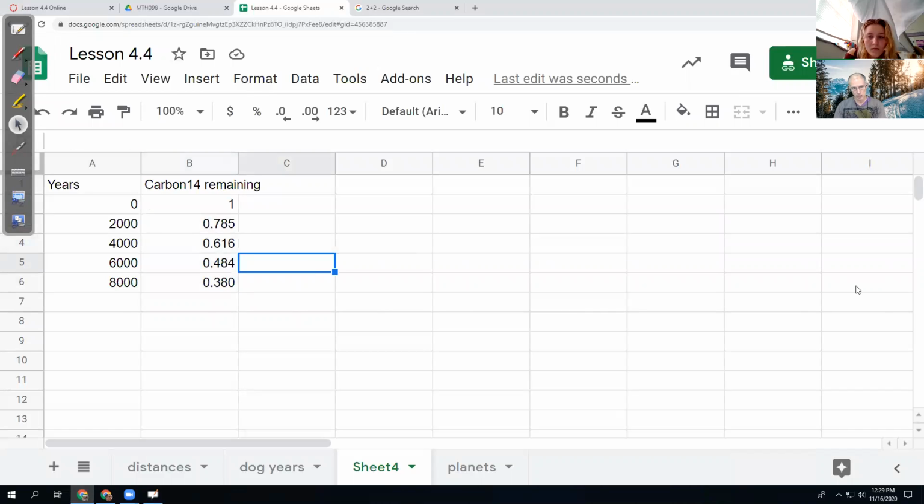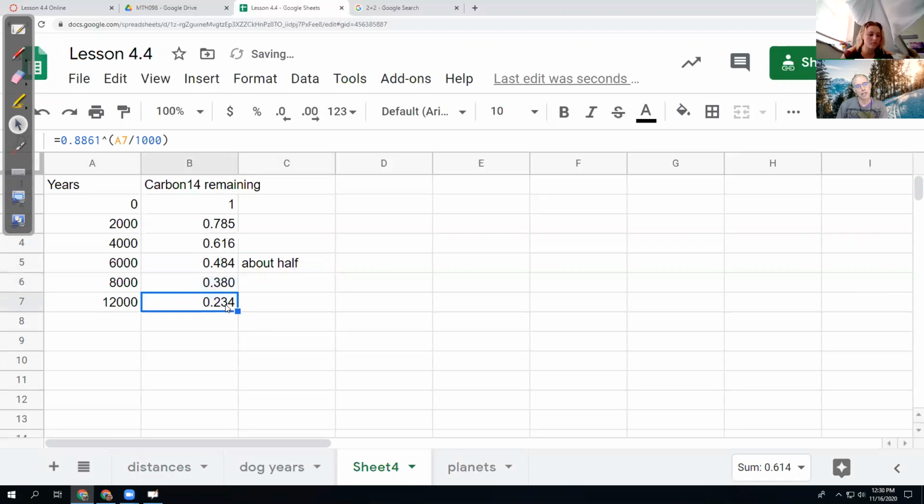Interesting thing about this table, 6,000 years after something has died, there's about half of the carbon-14 left, right? 48% rounds to about 50% in 6,000 years. So about 6,000 years is the half-life of carbon-14. So every 6,000 years, we should have about half of what we had before. So in 12,000 years total, we'd have about a quarter. Check that out, see if that's true. Yeah, so about half again, so that's almost 25% there. So it looks like the half-life is a little less than 6,000 years.